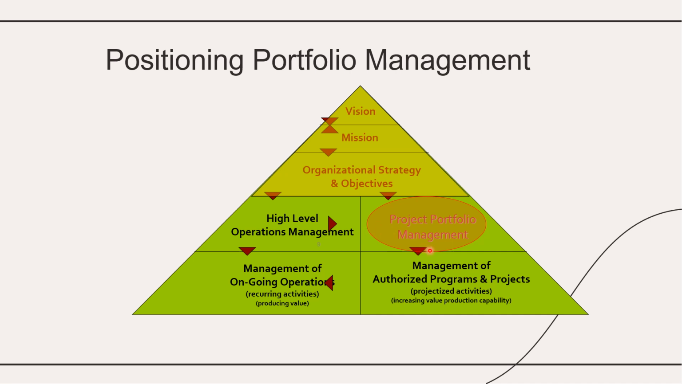People have certain verticals, certain markets, certain functions to achieve, which relates to the management of ongoing operations and management of authorized programs and projects. This is what we are calling the positioning of portfolio management. The ongoing operations are recurring activities, whereas the management of authorized projects are prioritized activities.